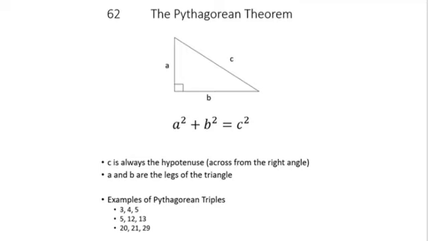So page 62 is the Pythagorean theorem. You need to know that the Pythagorean theorem is a squared plus b squared equals c squared, which I'm pretty sure is something that you should have learned in the 8th grade. The c squared is always your hypotenuse, which is across from the right angle.